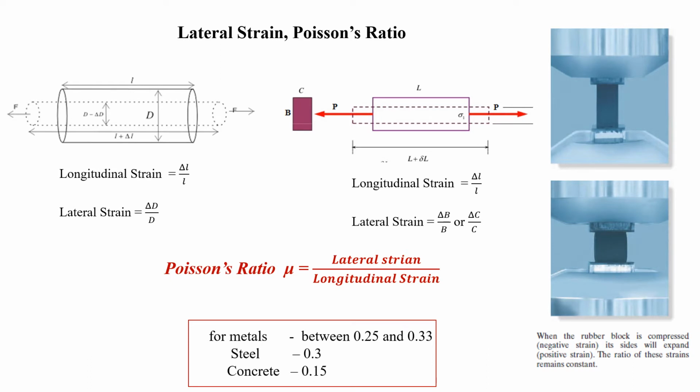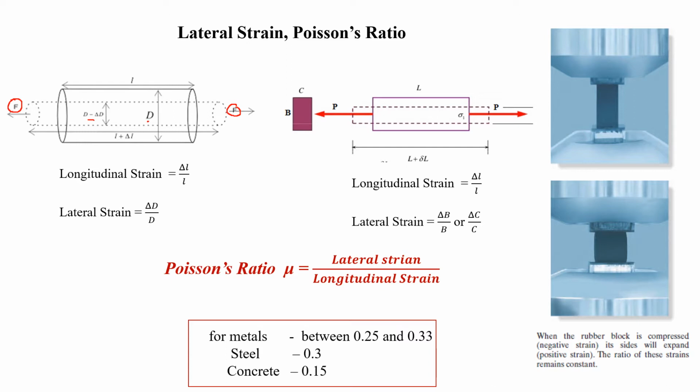Here, in this first figure, you can see a cylinder of diameter d, and it is subjected to a tensile force F. By the application of the tensile force, the length of the cylinder gets increased from L to L plus delta L, whereas the diameter of the cylinder gets decreased from d to d minus delta d.